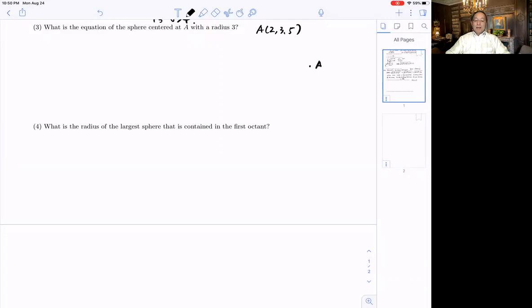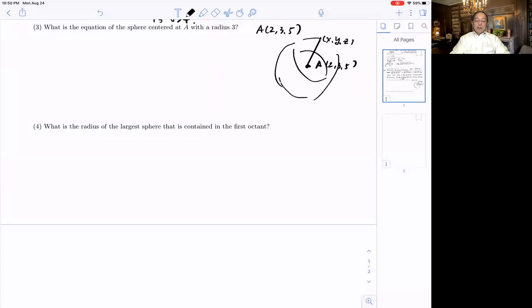This is the center A, 2 and 3 and 5. And you have the equation of any point on this sphere. The distance between this point and the center over here should be a constant. So this should be a constant, and then you can have a sphere, right? So that's the one you have.